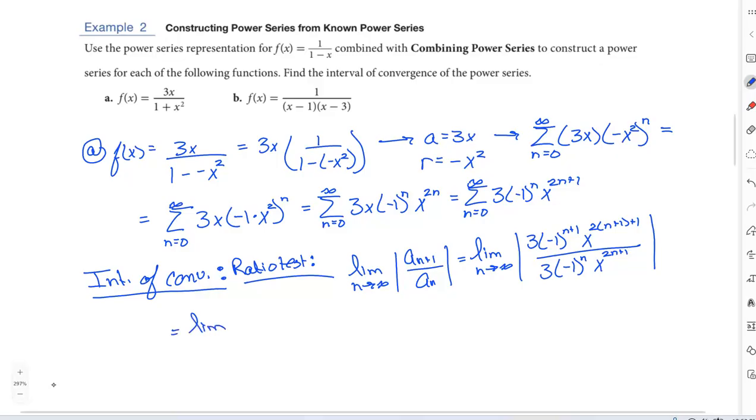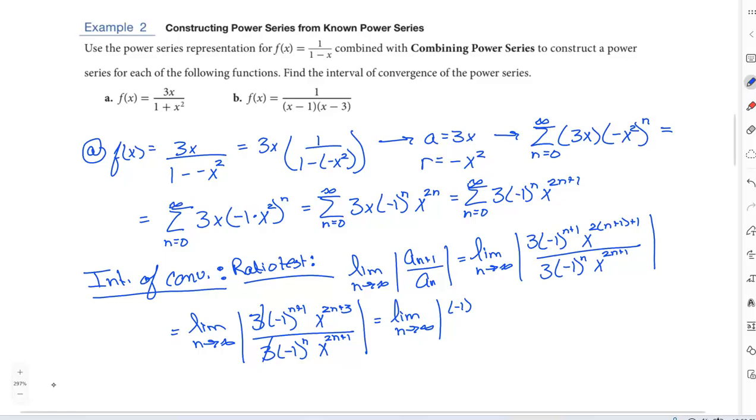So I'm going to have the limit as n goes to infinity. So this is going to be 3 times negative 1 to the n plus 1 times x to the 2n plus 3, over 3 times negative 1 to the n times x to the 2n plus 1. And when I simplify, notice the 3's are going to cancel. I'm going to be left with a negative 1. And then when I subtract the exponents on the x's, I'm going to end up with 2n plus 3 minus the quantity 2n plus 1, which is going to be left with x squared.